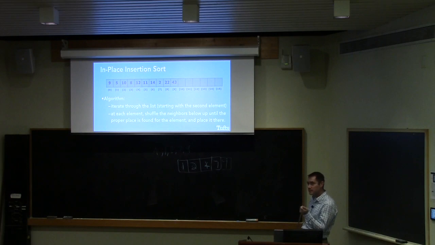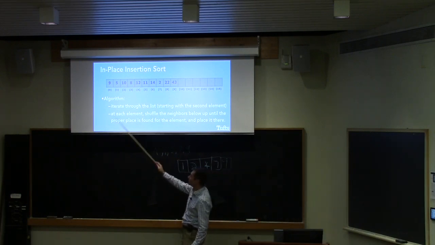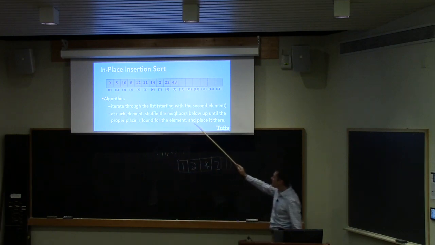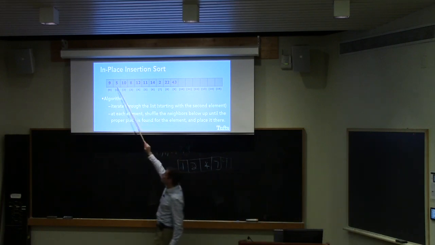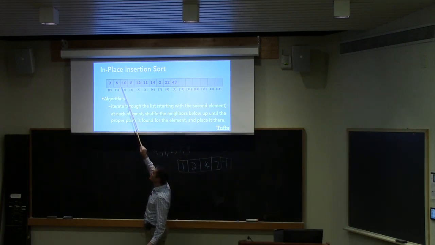Iterate through the list, starting with the second element, basically because you're going to compare it downwards. At each element, shuffle the neighbors below up until the proper place is found for that element. So in other words, we're going to start with 5, which is at position 1. We're going to move 5 out of this array, and then we're going to check it with 9, and if 9 needs to move up, we bump it up one to here. And then since we're at the bottom, 5 is going to go right there.